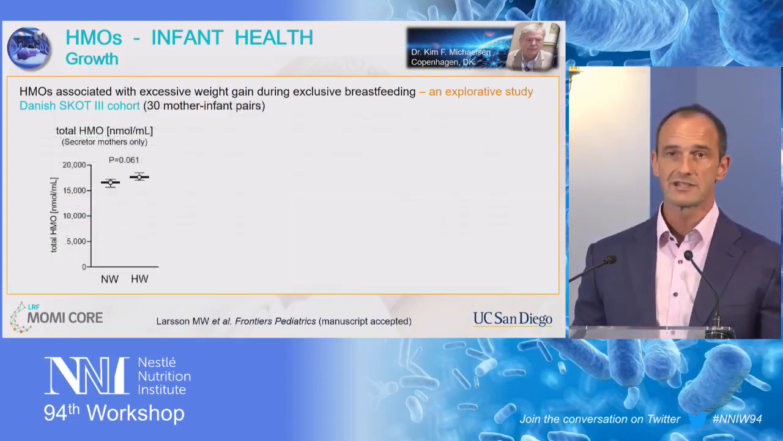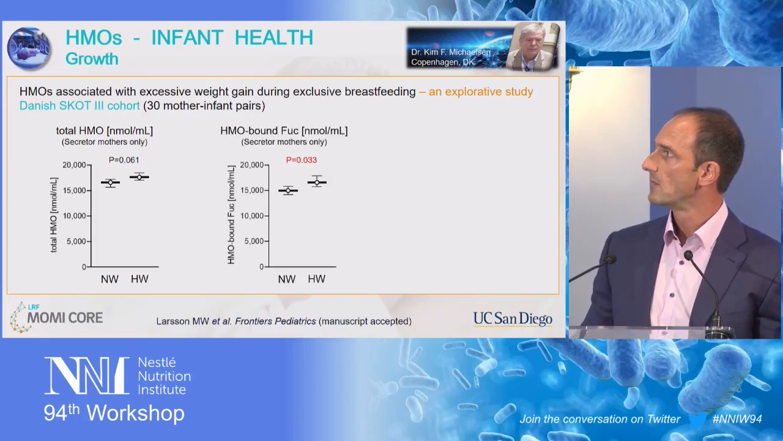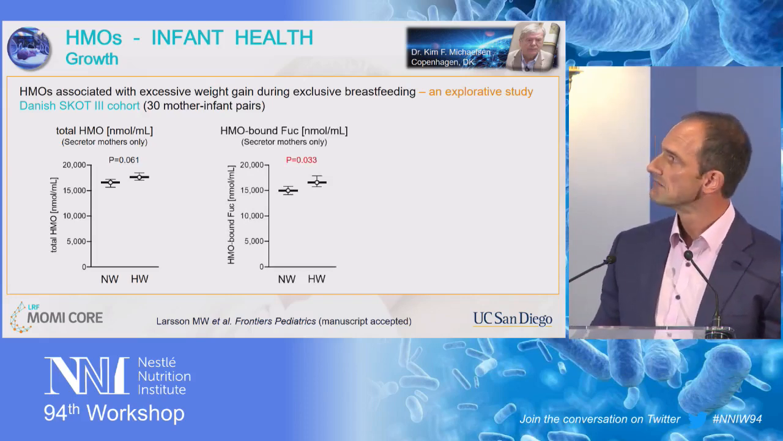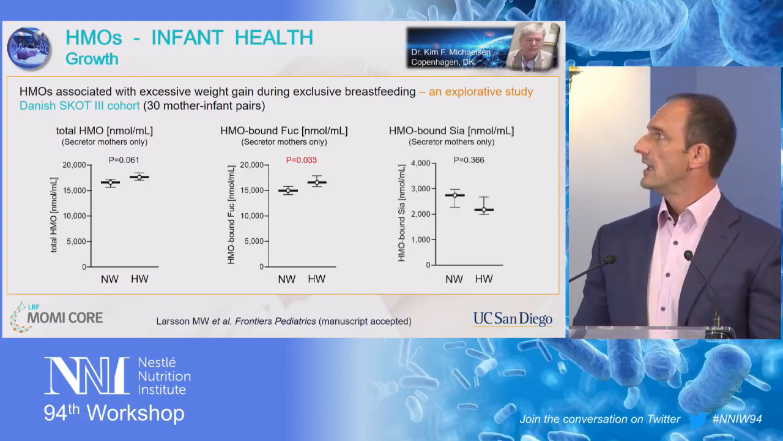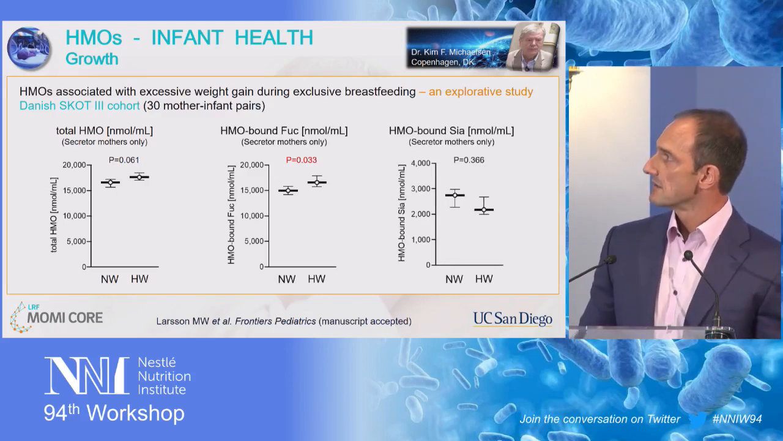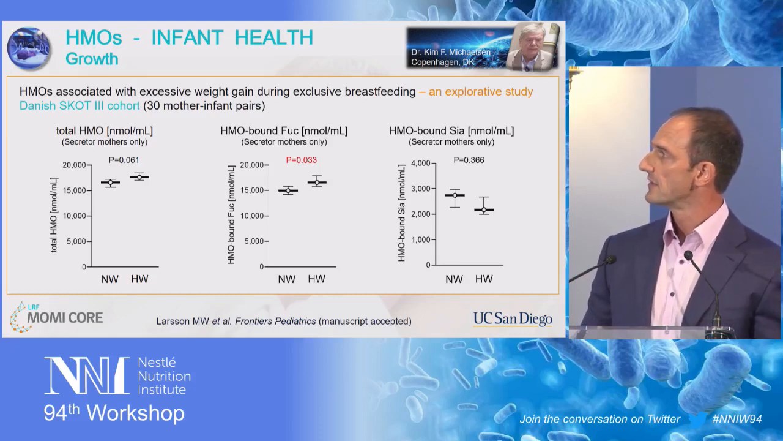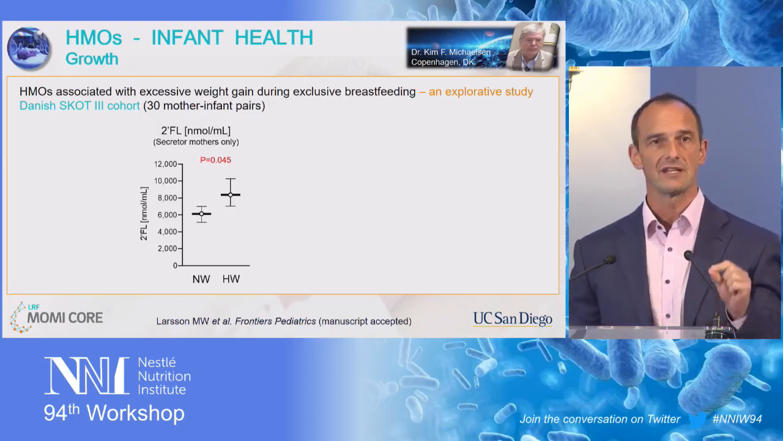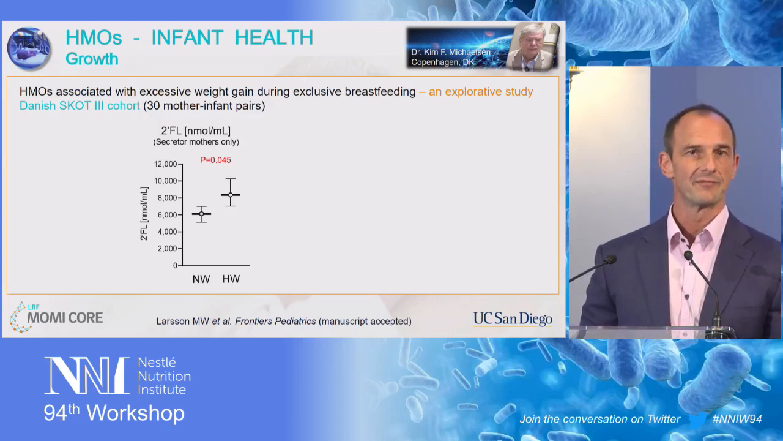So we looked at total oligosaccharides. There was no significant difference in total oligosaccharides between the two groups. We looked at HMO-bound fucose as a total measurement of fucosylation. There was a significant difference, more fucose in the high weight group. We also looked at HMO-bound sialylation, and there was no significant difference, although there was a trend toward lower sialylation in the high weight group. And then we looked at specific individual oligosaccharides, and we found that 2FL, 2'-fucosyllactose, was significantly higher in the high weight group.